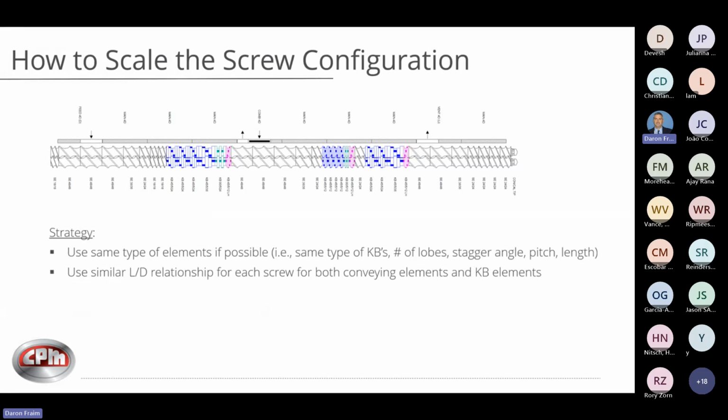When we talk about the screw configuration itself, the idea is to match similar geometry as closely as you can. You want to look at both conveying and mixing elements and try to match those. We'll look at the L over D relationship on the two machines. For example, this here is a 26 millimeter lab machine. You want to try to use the same type of kneading blocks, number of lobes, stagger angle, pitch, and length when we talk about pitches on your conveying elements.